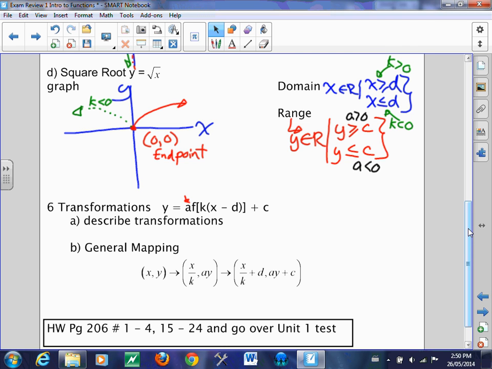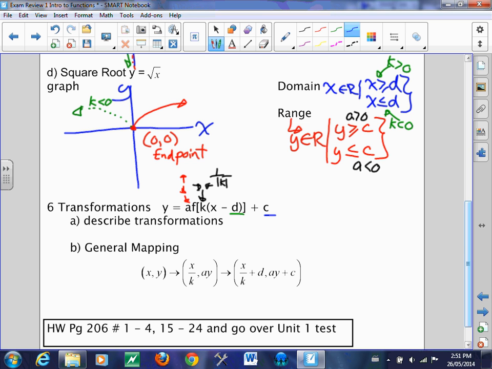K, so A deals with the up-down compression factor, right, guys? Whereas when we're dealing with K, K is that left-right, either pushing in or pushing away factor, okay? So pushing in or pushing out. Remember with K, folks, that it's 1 over the absolute value of K when you're looking for its factor. Okay, D, ladies and gentlemen, D is your horizontal translation, so either left or right. And the last one, C, is your vertical translation, either up or down.